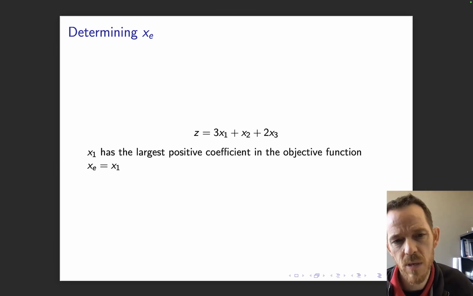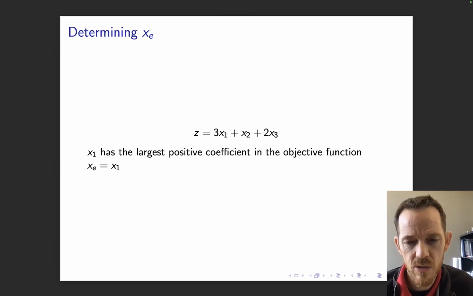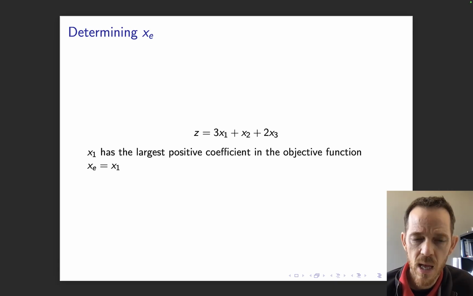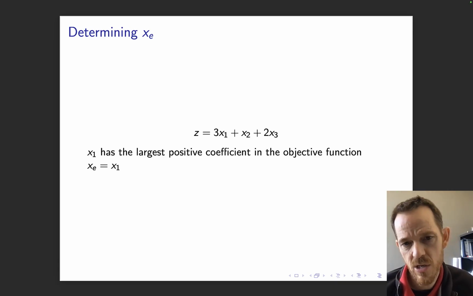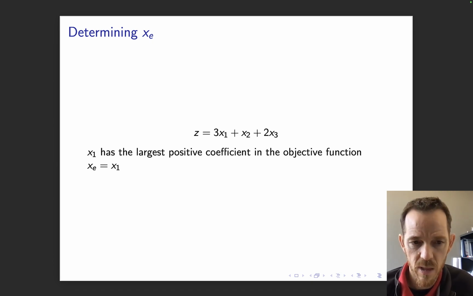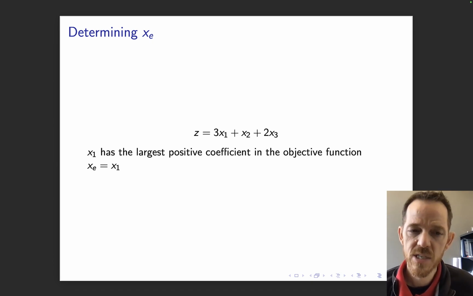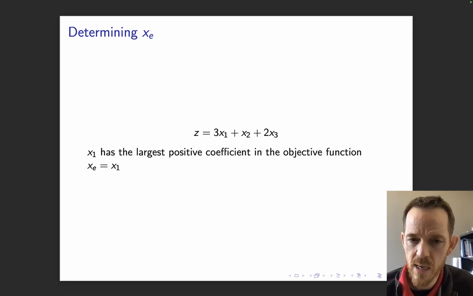So how do we determine what is our entering variable here? With the objective function 3x sub 1 plus x sub 2 plus 2x sub 3, x sub 1 has the largest positive coefficient, so we're going to choose that. It has the most potential, you could think of it as, to increase z. So we're going to start there. So x sub e is x sub 1 to begin with.